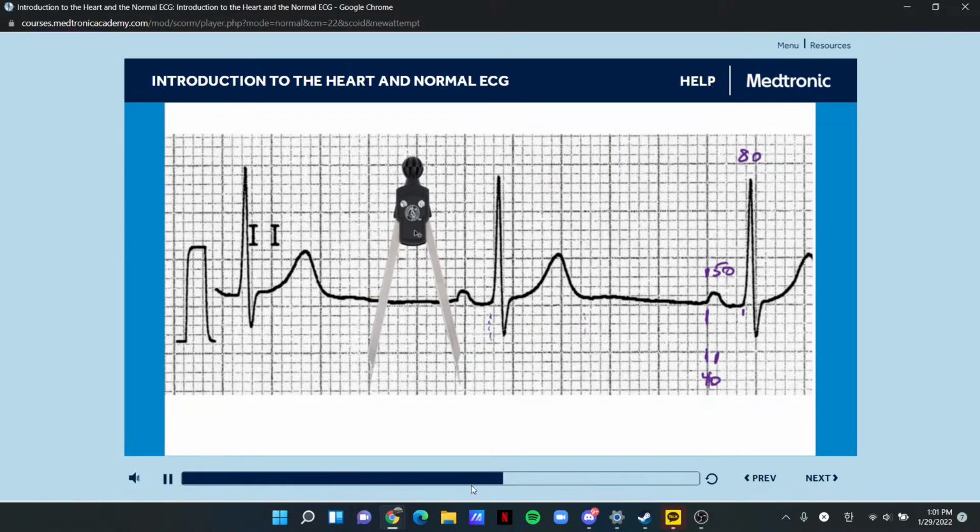Now the PR interval and QRS duration. We can pick a P wave that lands close to a heavy line, then just measure how many milliseconds there are between the beginning of the P wave and the beginning of the QRS complex. In this case, it looks like 40, 80, 120, not quite 160, I would say 150 milliseconds would be this PR interval. The QRS complex here is just about 2 small boxes wide. That gives us 80 milliseconds.